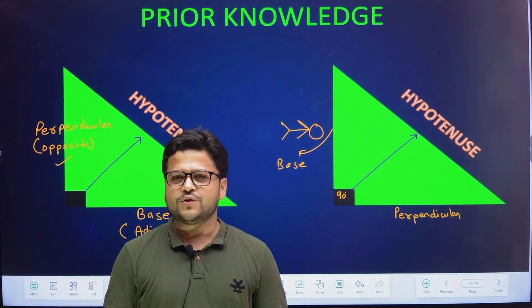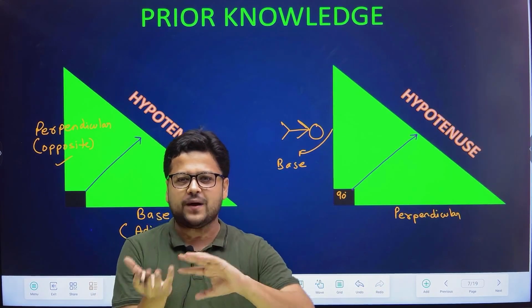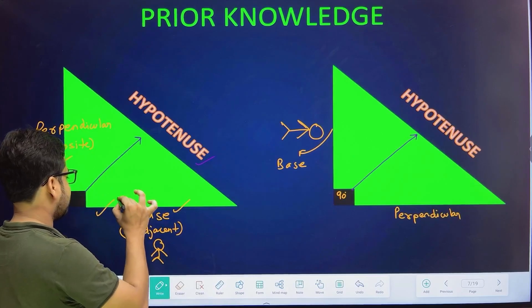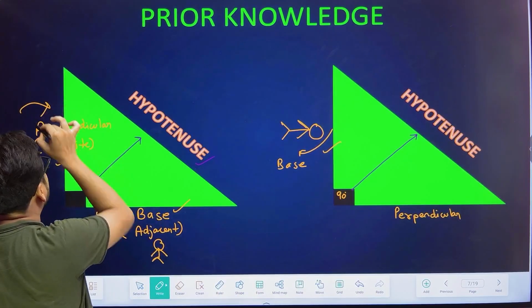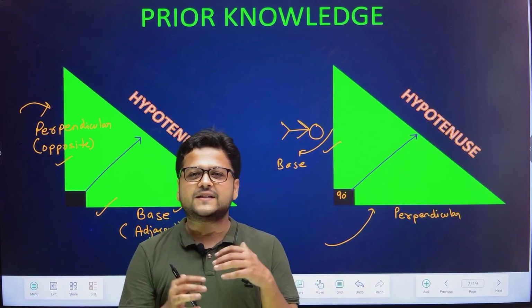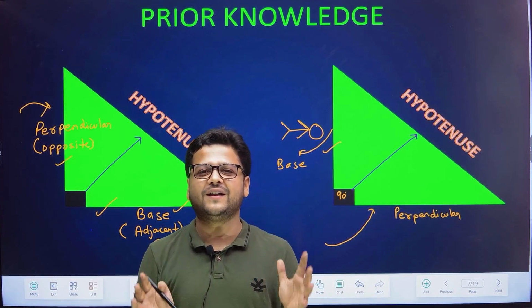All right. So, students, what's happening over here? You can see the base and perpendicular are swapping. In first case, this is base. In second case, this is base. In first case, this one is perpendicular, but in second case, this one is perpendicular. So, why is it happening? So, students, here the concept of trigonometry begins.